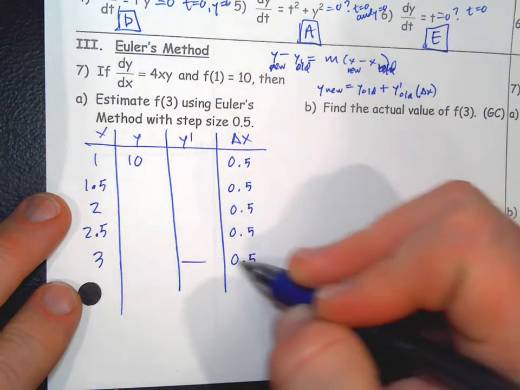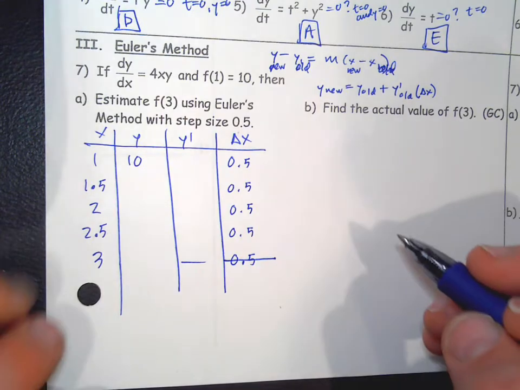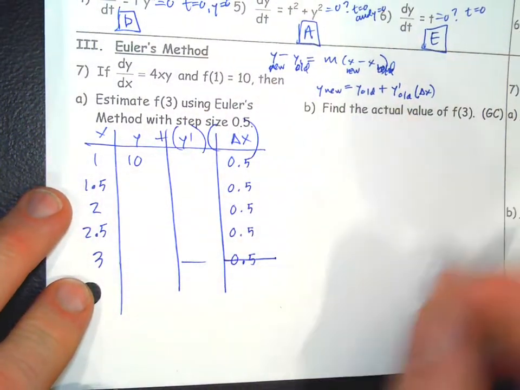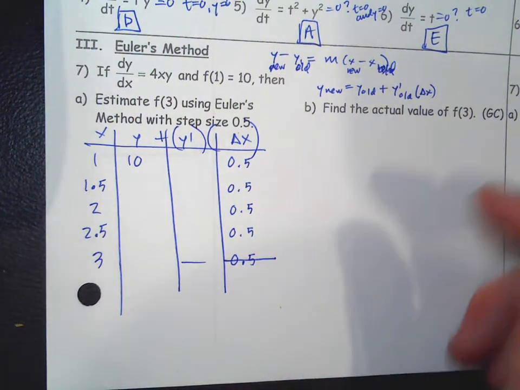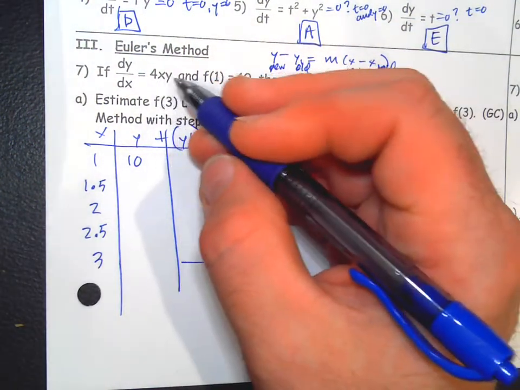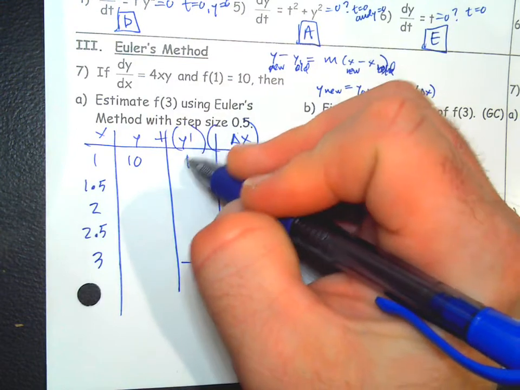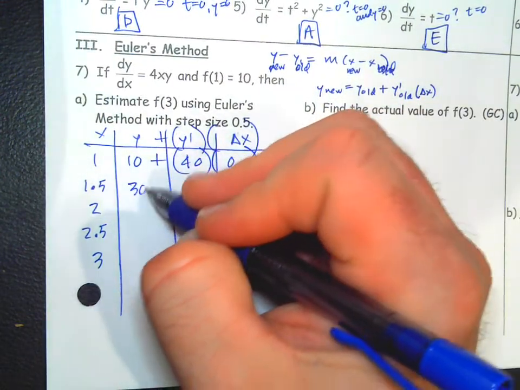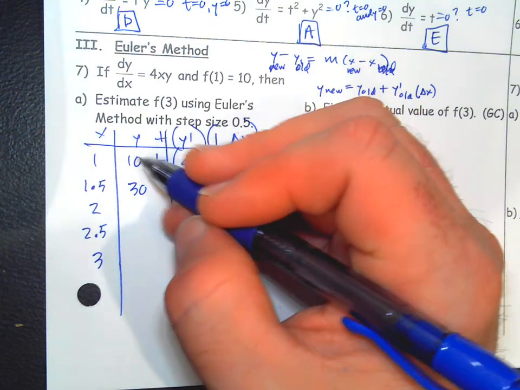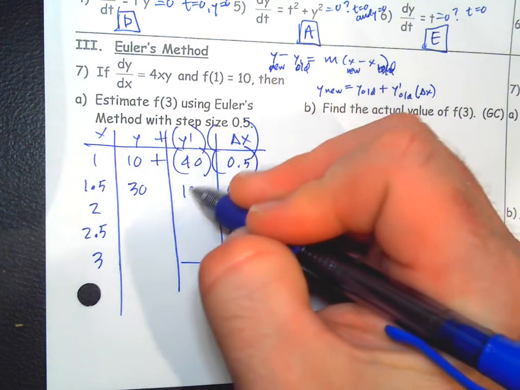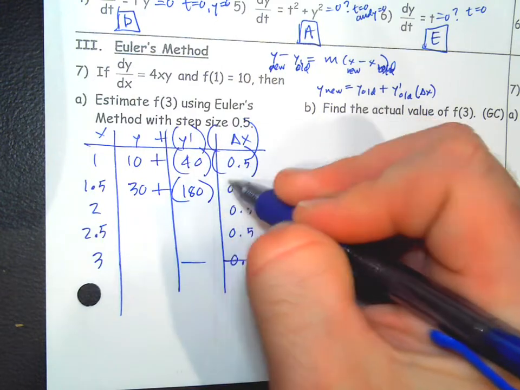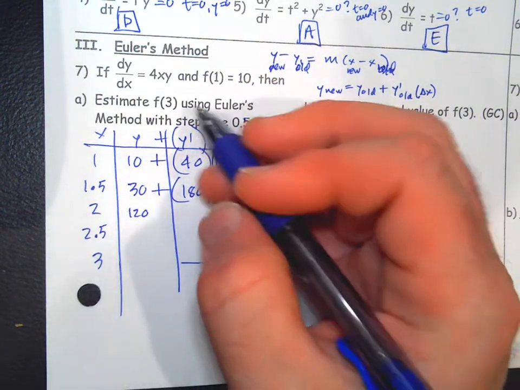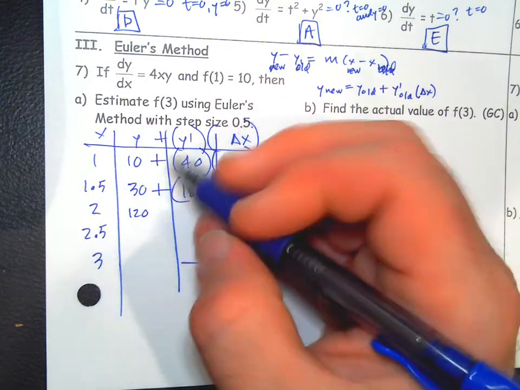The last one will be our last one. So it's going to be this plus this times this. That comes from that basic equation of a line. So we've got to calculate the slope. 4 times x times 10, that's 40. It's going to be this plus this times this, so that's going to be 30. And it's going to be 4 times 6, that's going to be 180. So it's going to be this plus this times this. So that's going to be 120. So it's going to be 8 times that, that's going to be 960.